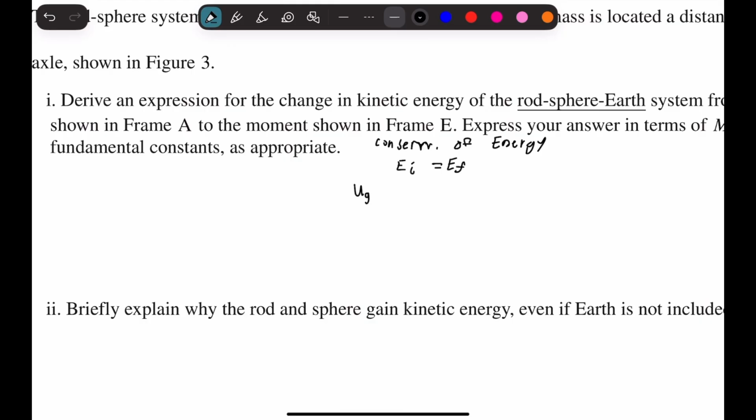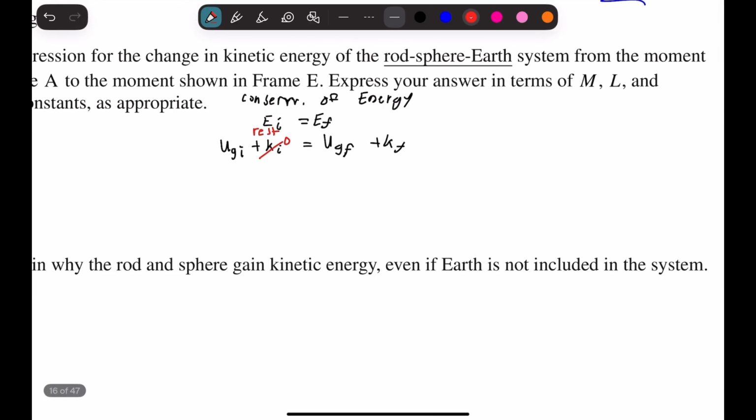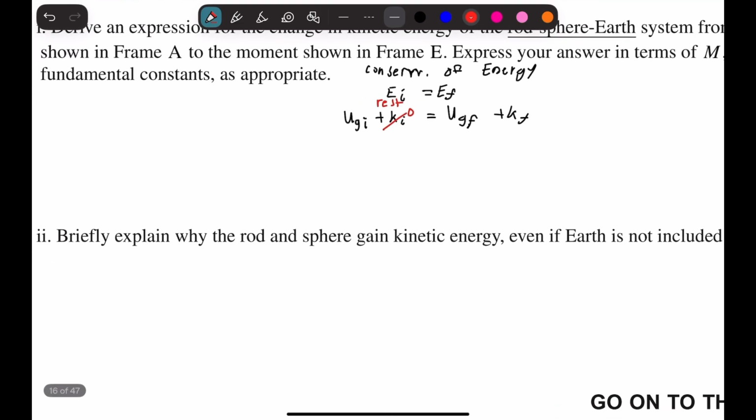Therefore, we can write that UG initial plus K initial is equal to UG final plus K final. Now, we can apply our initial and final conditions. So we know that from rest, K initial is equal to 0 because we start from rest. So we have no movement. And we also know that delta K is equal to K final minus K initial, 0, which is equal to K final.